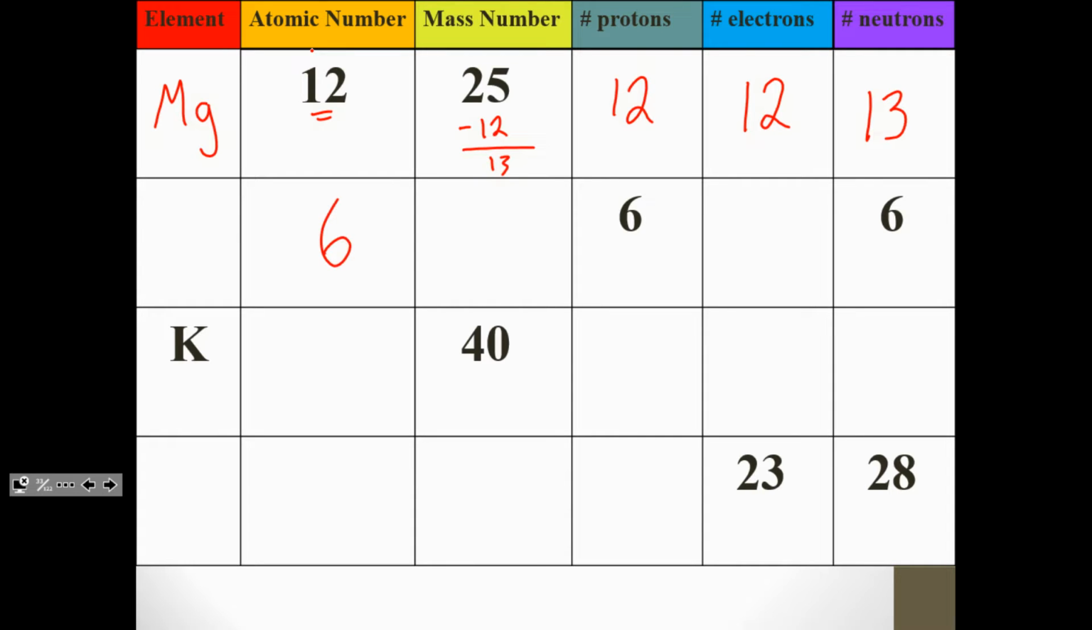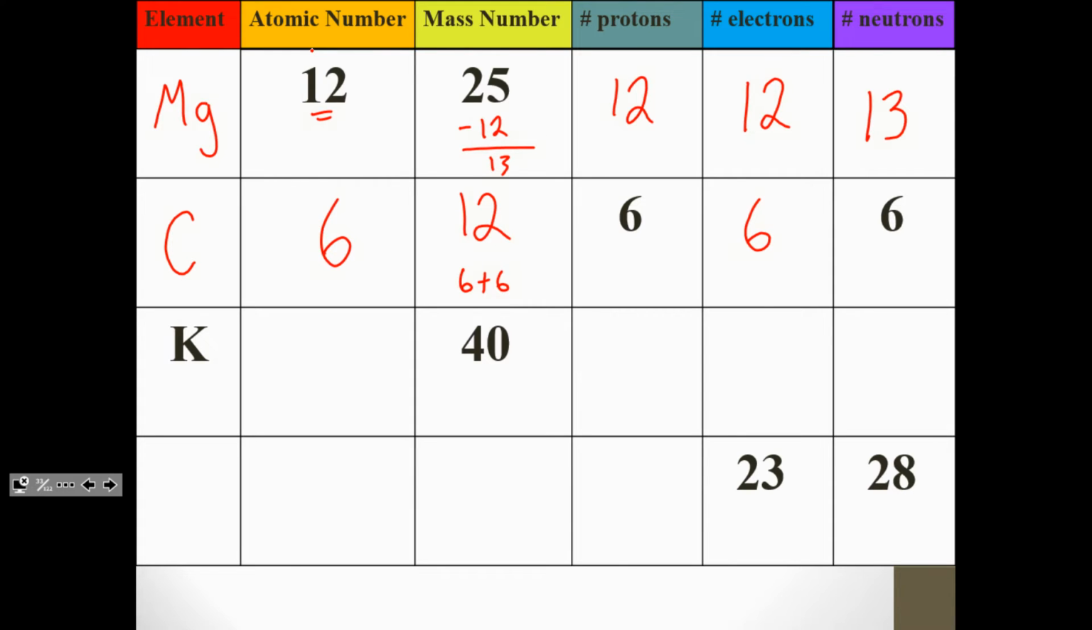Next, I have 6 protons and 6 neutrons. So I know the atomic number is 6 because the number of protons is the same. Number of neutrons plus the number of protons is going to give me the mass number. So 6 plus 6 is going to give me 12. And I know from previous slides that element 6 is carbon. And we are going to have the same number of electrons here.